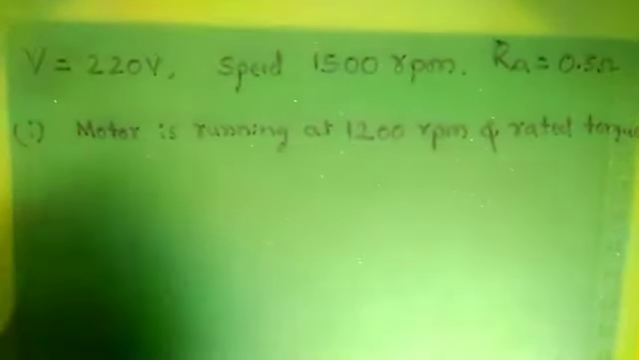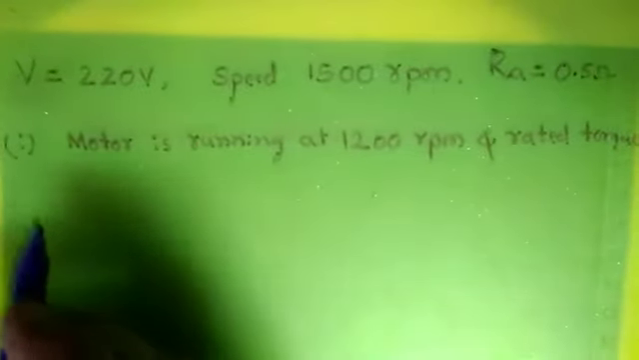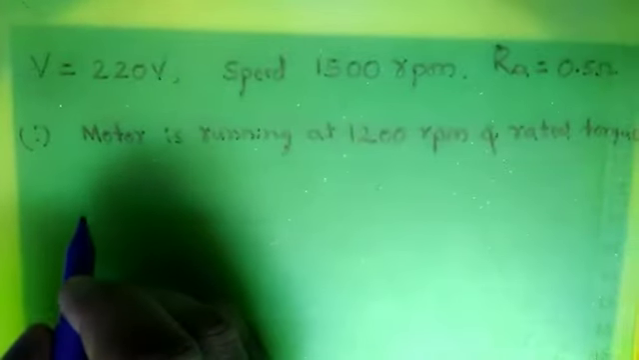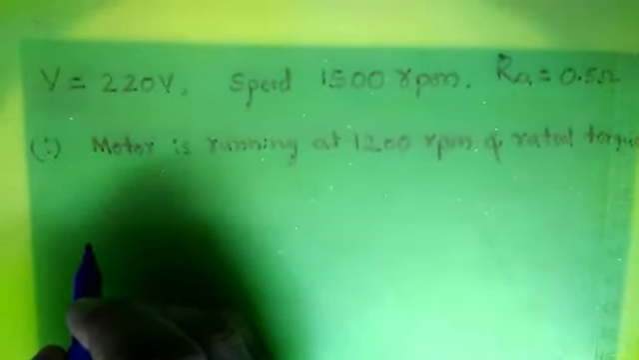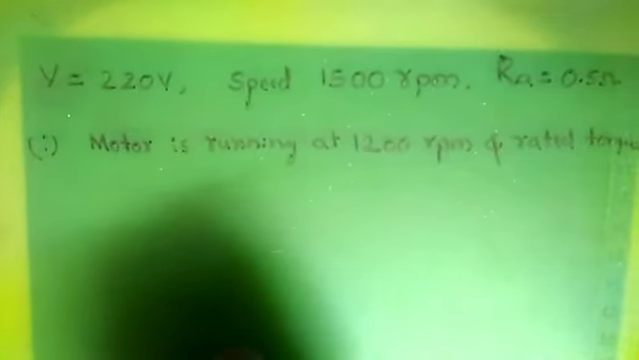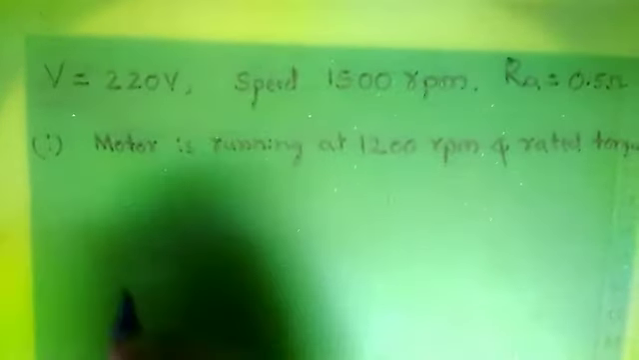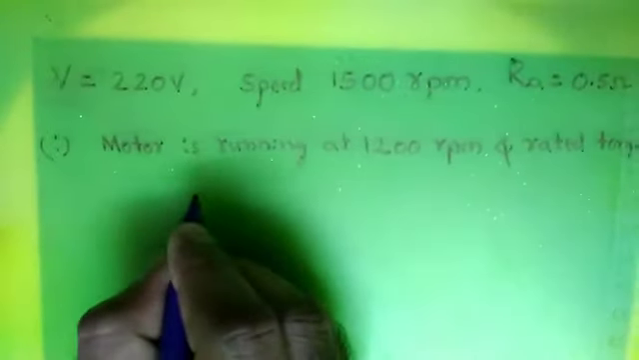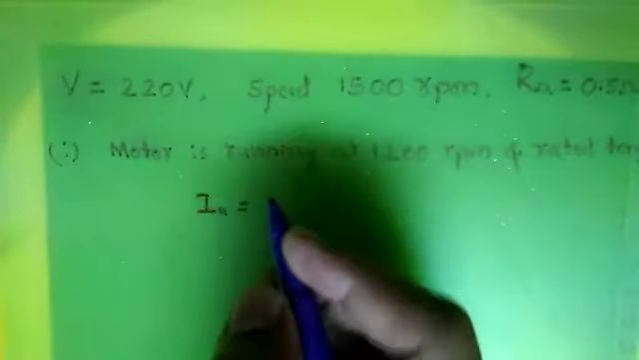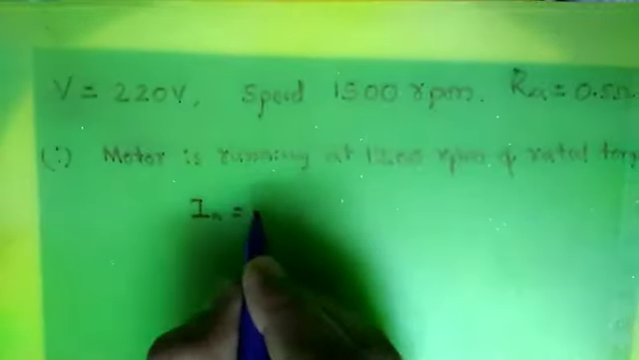Let us begin with the numeric question. The given data I have written: V is equal to 220 volt, speed 1500 rpm, armature resistance 0.5 ohm. In the first case, the motor is running at 1200 rpm and rated torque, which means the armature current is 50 amps.